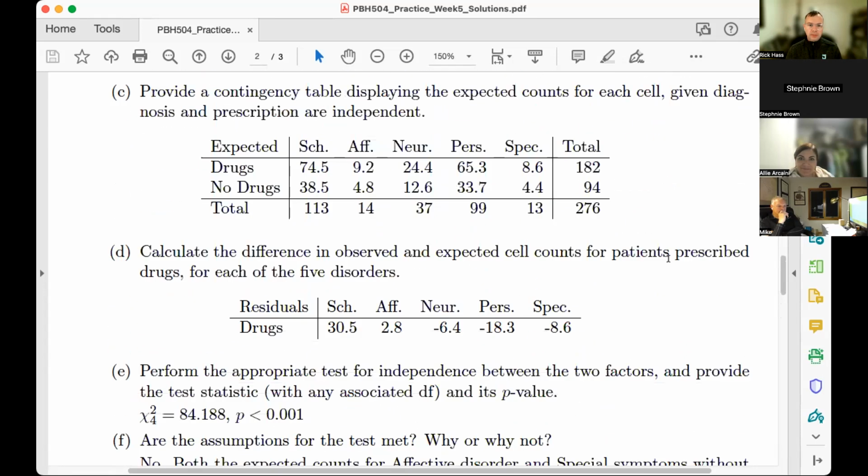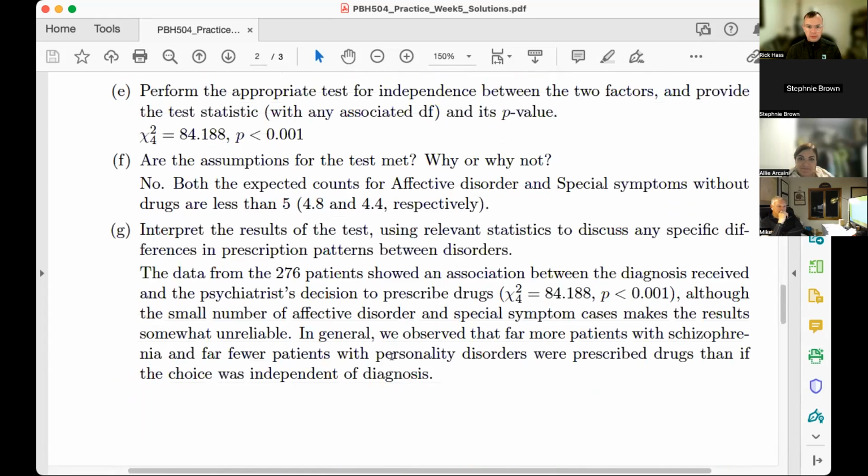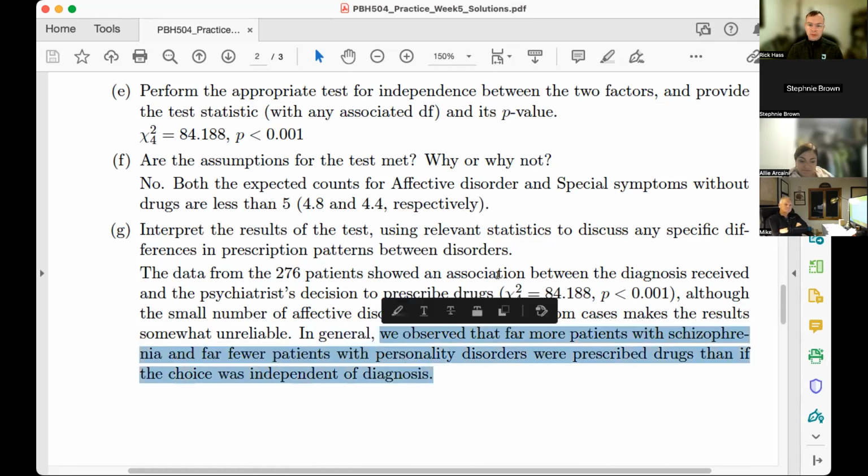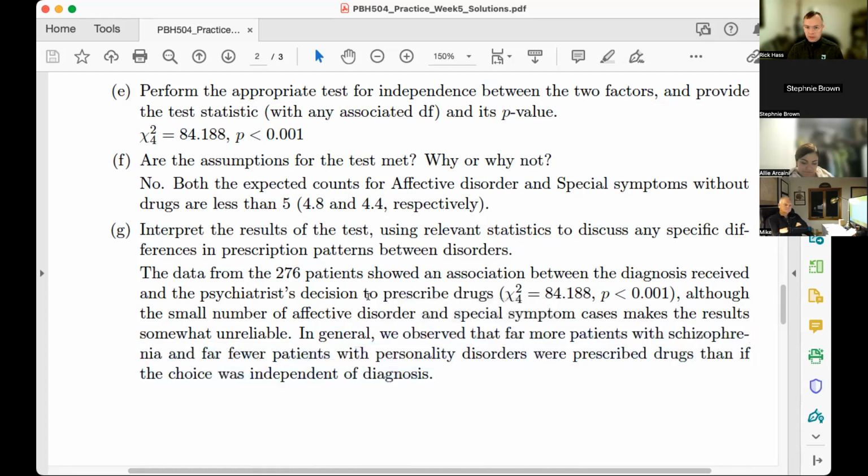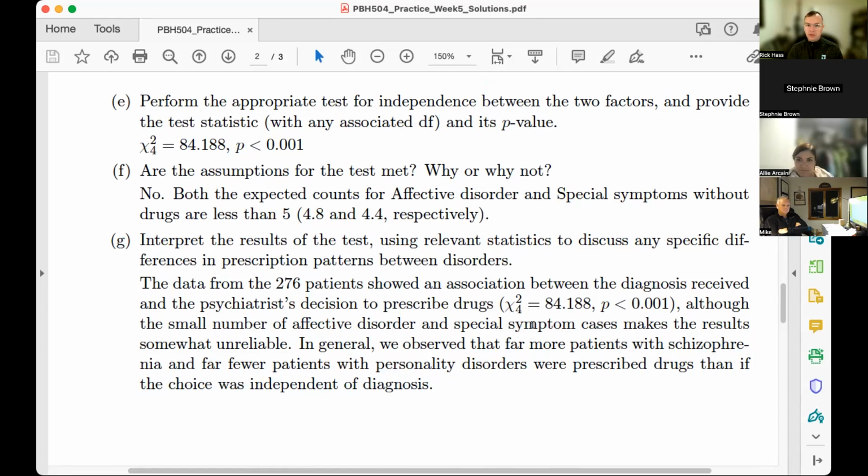So this is a good example. Let's talk about this last part too, and this is just using your eyes. Once we do this part and say there's an association, then we just go look with our eyes at the table. In general, we observed that far more patients with schizophrenia and far fewer patients with personality disorders were prescribed drugs than if the choice was independent of diagnosis.